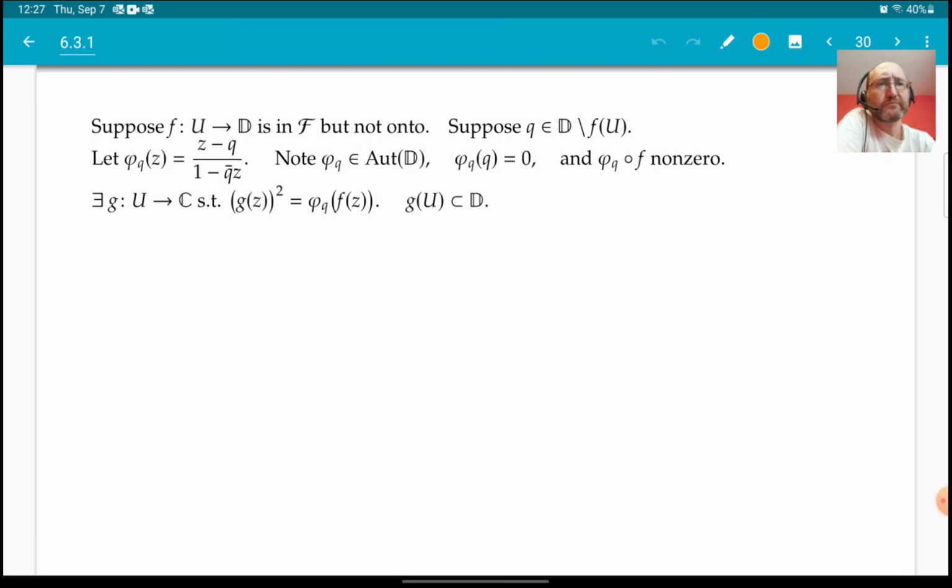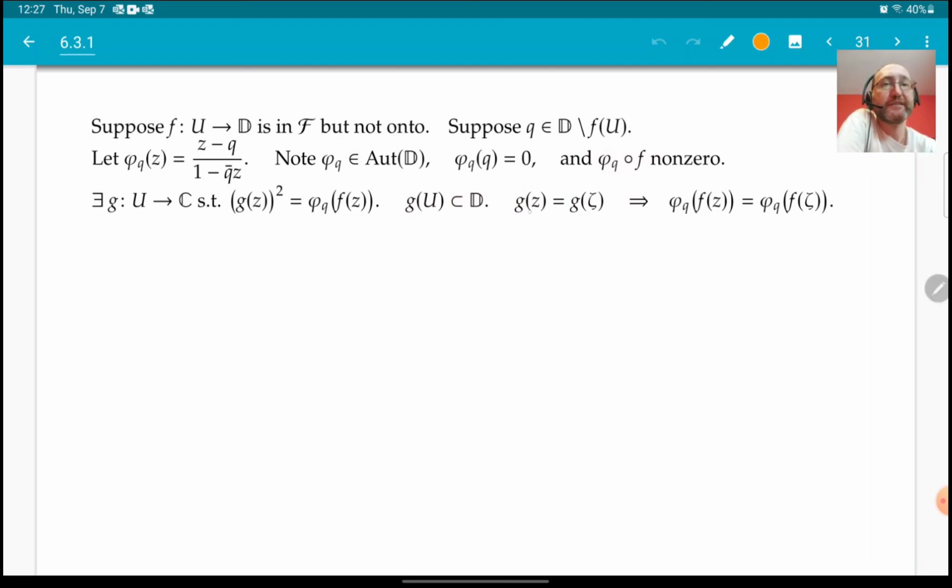And you can easily check that. Well, I mean, if f went into D, this f composes phi of q. That goes into D, and square root. I mean, if I have the square root of some point in the disk, it's still in the disk, right?